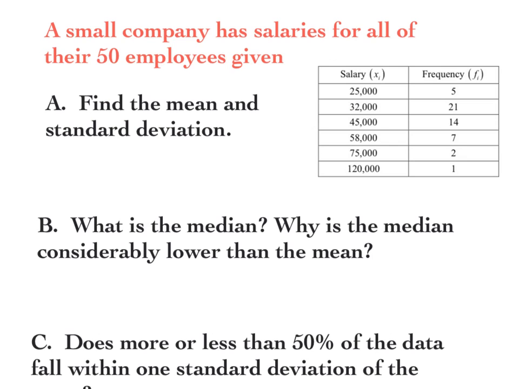All right, so let's try a second problem. A small company has salaries for all of their 50 employees given in this table. All right, so go back to your stat edit, and you're going to clear out anything in L1. Now, the first column is always going to go in L1 if there's columns, and the second column is going to go in L2. So clear that out.